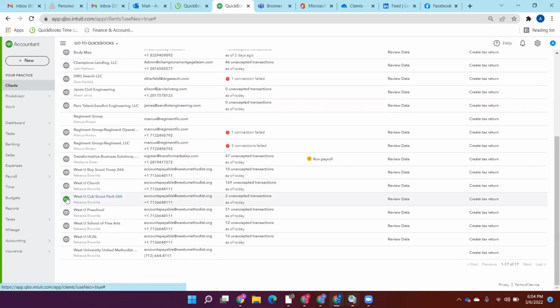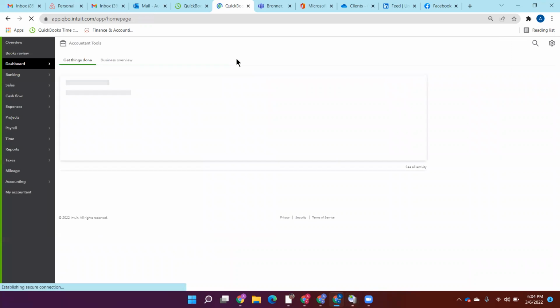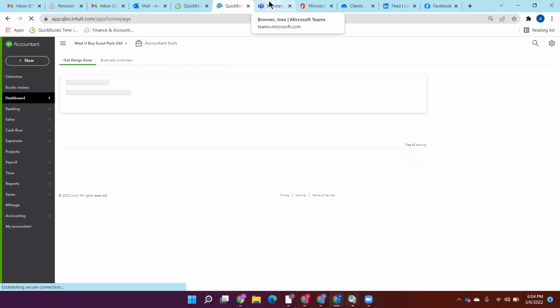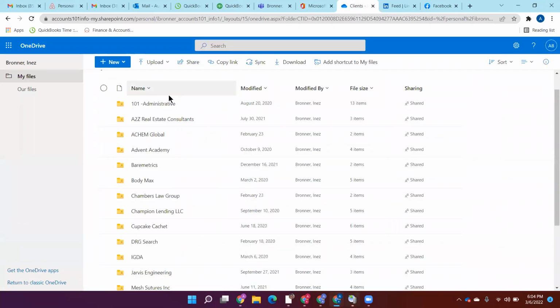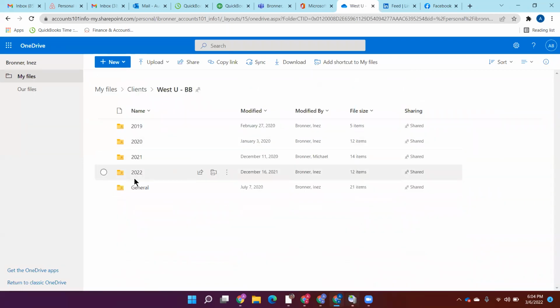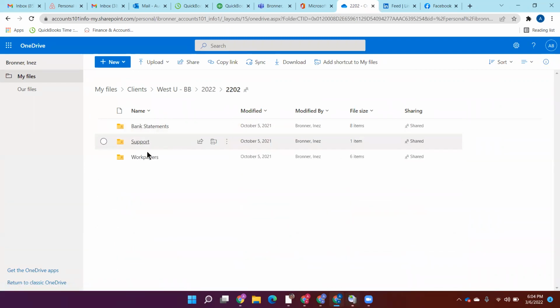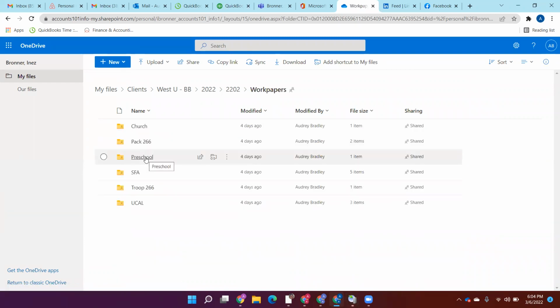So let me just open one of them. Okay. Westview Cub Scout. So she uses Microsoft 365 for her clients. Okay, so each client, of course, has their own folder. Set up by year, and then we just finished February, so I go into the February one and work papers.